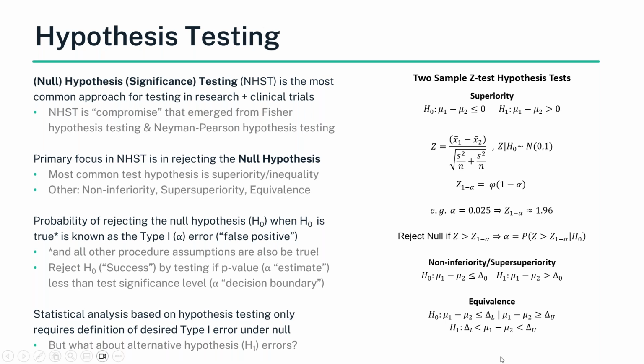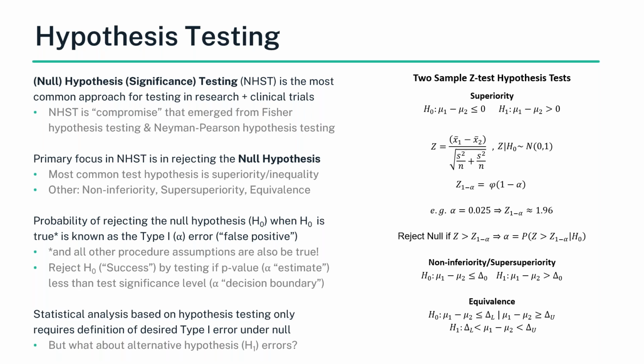I also do show that if we extend this to other types of hypotheses, the only real difference is that for non-inferiority or super-superiority, we basically replace 0 with some other specified value, let's say minus 0.1. And for equivalence, we're now testing whether we are between two boundaries, the lower and upper equivalence boundary, rather than testing against a point hypothesis. So it's effectively a bounded hypothesis.